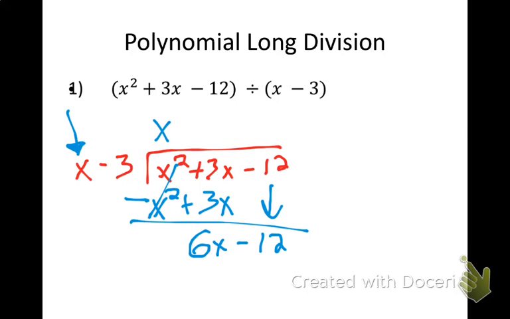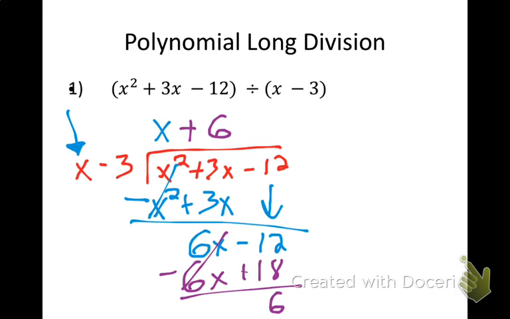Next part, I divide again. I take x. X goes into 6x how many times? 6 times. Again, think inverse multiplication. X times what is 6x? 6. So I say plus 6. And then I multiply back. So 6 times x, 6 times negative 3. I get 6x minus 18. And then I change the signs. Cancels. Negative 12 plus 18 is 6.